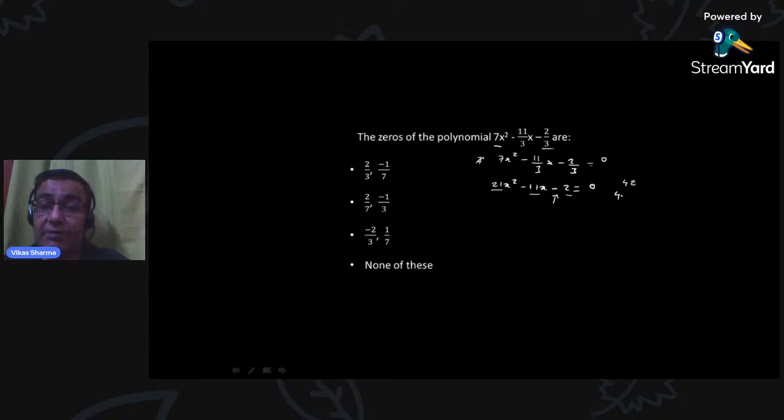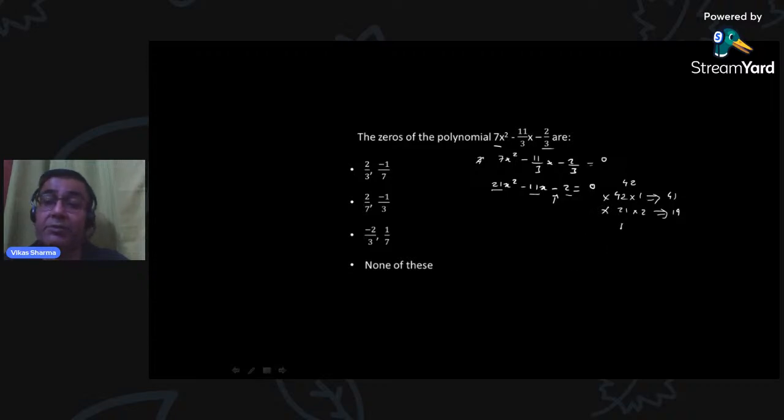So one of the factor products is 42 times 1. If we find the difference between these two, we get 41. So this is not what we are looking for. Then 42 can also be written as 21 times 2. If we find the difference between the two, we get 19, which is not equal to 11. So this is also not what we are looking for.